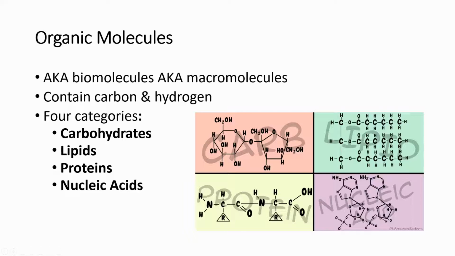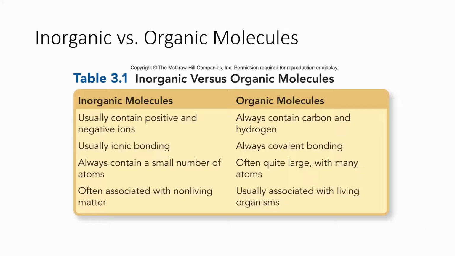Organic molecules, also sometimes called biomolecules or macromolecules, are the molecules that make up the vast majority of our body. Not so much by mass, because that would be water, but they do make up a lot of the parts of our body that give us the unique properties of living things, as well as help our cells to function. There are four major categories of these. They all contain carbon and hydrogen. There are carbohydrates, lipids, proteins, and nucleic acids, and we'll talk about each of them throughout this lesson.